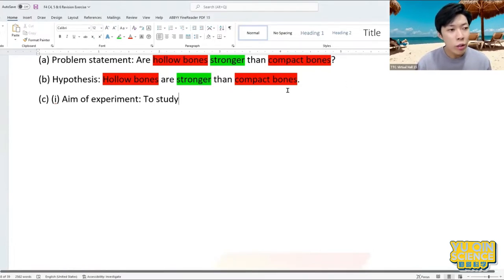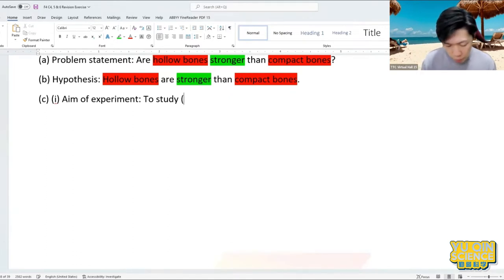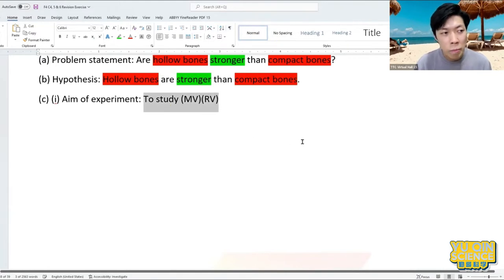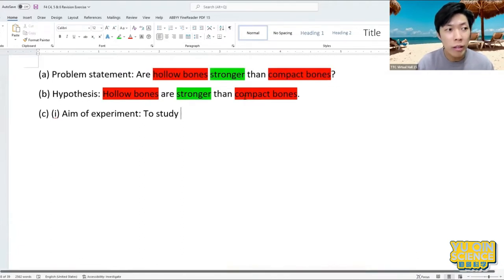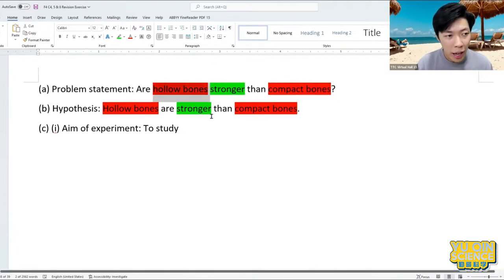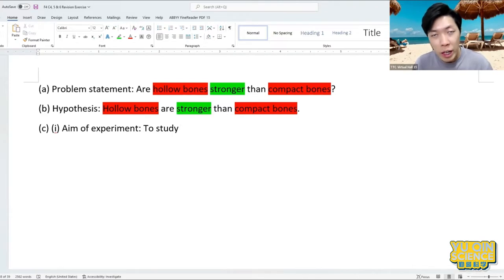Okay, so you also want to include your manipulated variable and your responding variable. I just want to explain first. You want to include your manipulated and responding into the sentence as well. So usually we will write to study the relationship between the types of bones and the strength of the bones. There are so many ways of writing this. But I show you what it should be first, then I show you the alternative.